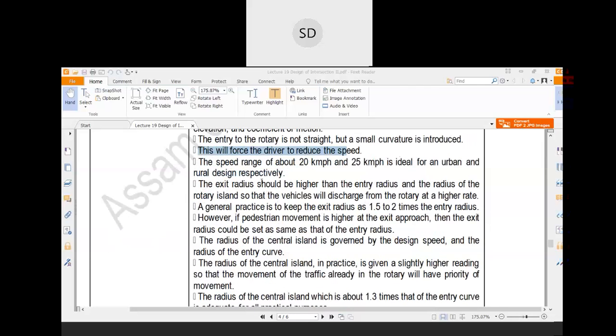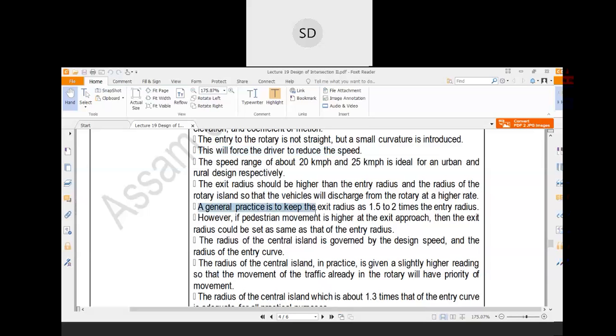Now the exit radius should be higher than the entry radius and the radius of the rotary island, so that the vehicles will discharge from the rotary at a higher speed. Basically that is also a disadvantage of the rotary, but you have to keep in mind that there would be considerable delay in the rotary intersection when the vehicles are forced to reduce their speed. So whenever they are exiting the rotary, you have to design the exit curve in such a way that its radius is higher than the roundabout and higher than the entry curve, so that their speed is increased.